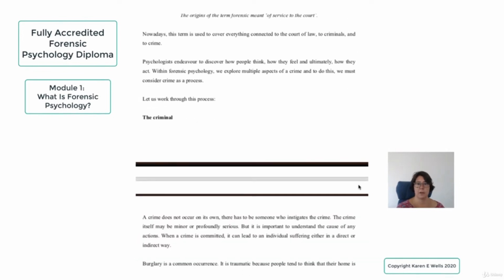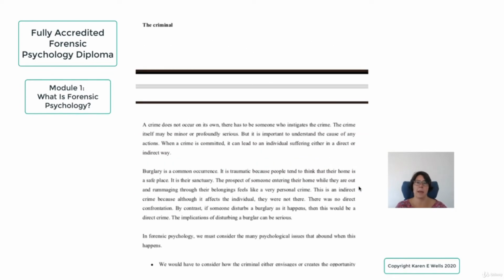So let's have a look. As a psychologist, you are endeavouring to discover how people think, how they feel, and ultimately how they act. So within forensic psychology, you're going to explore multiple aspects of a crime, and to do this, you've got to consider the crime as an actual process. So let's look at that process. This is where we are putting a lot of information within the training manual for you.